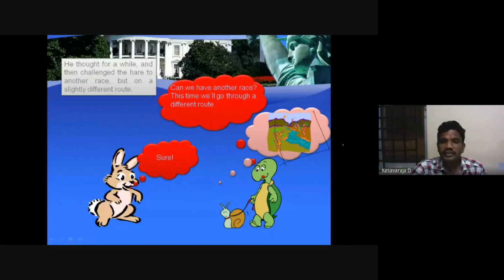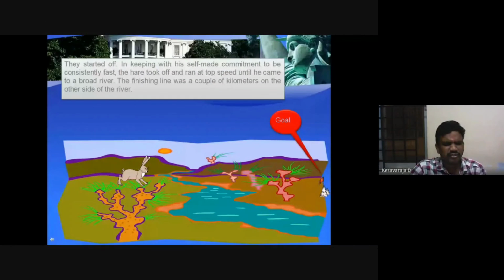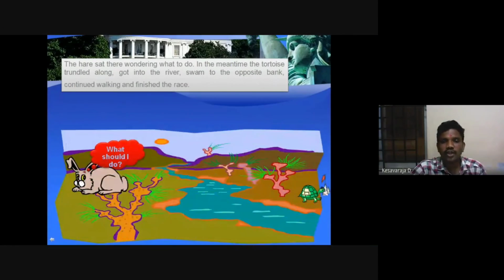In between the source and destination, there is a river. So the tortoise met the hare again, then arranged another race on a different route. The hare accepts. Now the race started. The hare runs faster than the tortoise, but in front of the river, the hare was stopped. The tortoise slowly moves, swims across the river and reaches the destination. Now, dear friends, what's the moral behind the story?